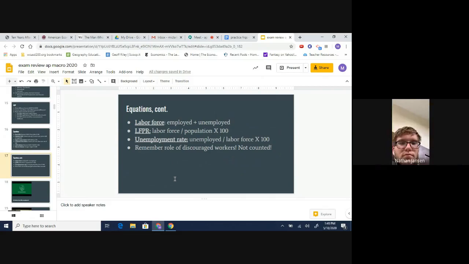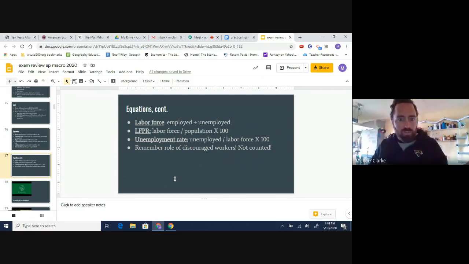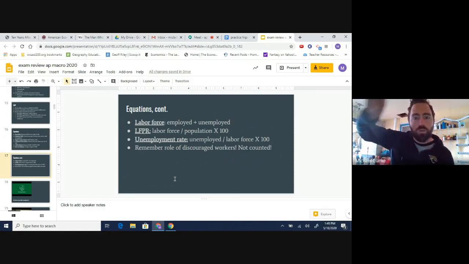Put that labor force into a rate, into a percentage. You divide your labor force, working plus unemployed, by your population and multiply by 100. If you wanted to find the rate of unemployed in an economy, the amount of people who aren't working but actively seeking, unemployed, divided by your labor force, times 100.